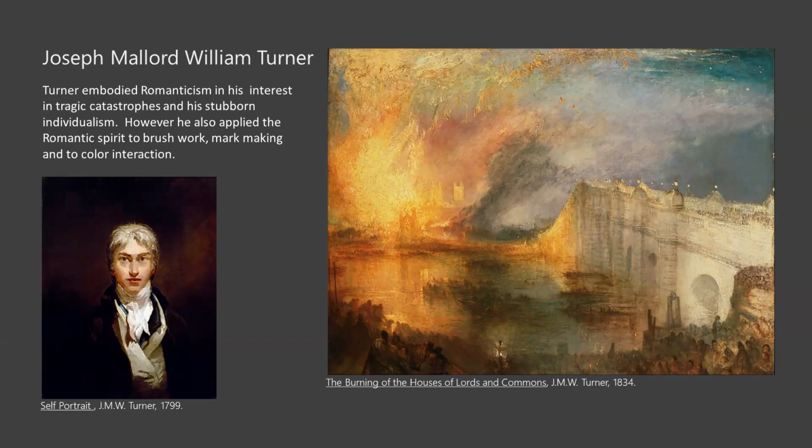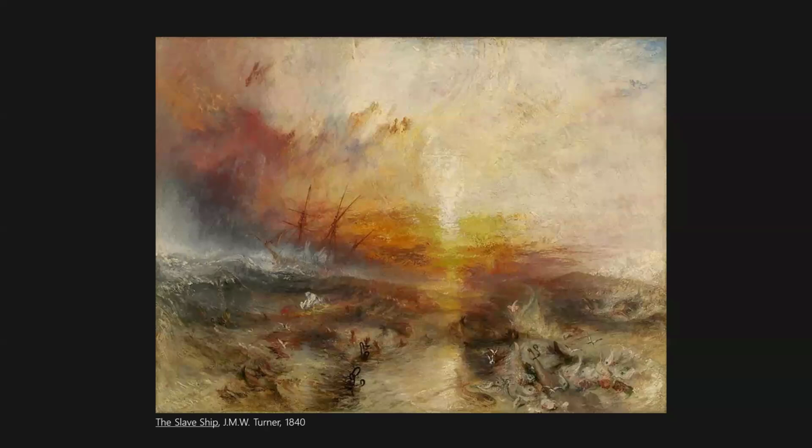Another artist who for many people is completely emblematic of Romanticism would be Turner. J.M.W. Turner was very romantic in terms of his interests in things like shipwrecks, catastrophes, cities burning down, right? So in this case, the burning of the House of Lords and Commons, or this painting of a slave ship in the middle of a storm.